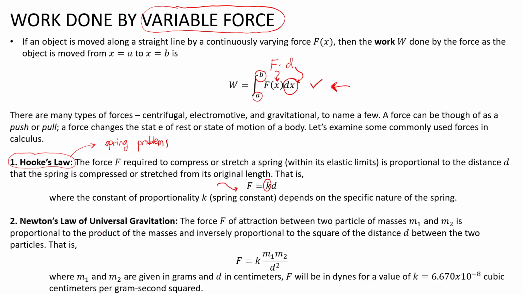So that's the spring constant. Now the second one is Newton's law of universal gravitation. There's also a constant K, but you're going to determine the mass of the two particles, mass 1 and mass 2, then divide it by d squared, which is the distance between the two objects.